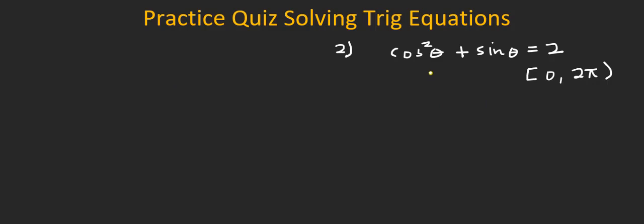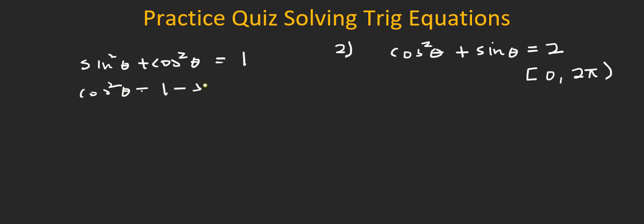Notice number two, you have cosine squared theta plus sine theta equals 2. And you have a restriction again. The problem is this is cosine theta and that's sine theta, and you want to have everything in terms of sine theta or cosine theta. So in this case, it's easier to change cosine squared theta in terms of sine theta. This is what I mean. You have sine squared theta plus cosine squared theta is 1, using the Pythagorean trig identity. So what is cosine squared theta? Well, cosine squared theta is 1 minus sine squared theta.